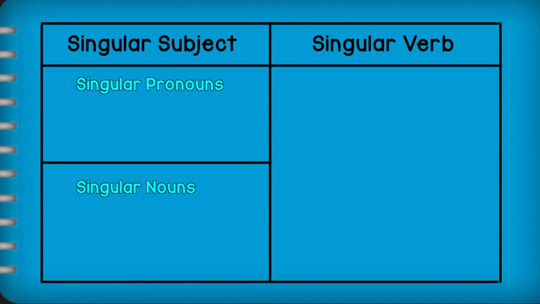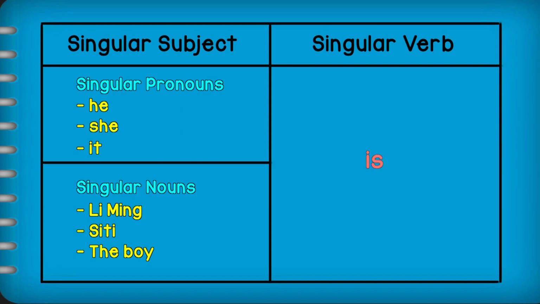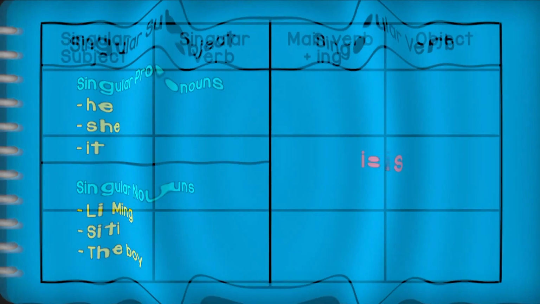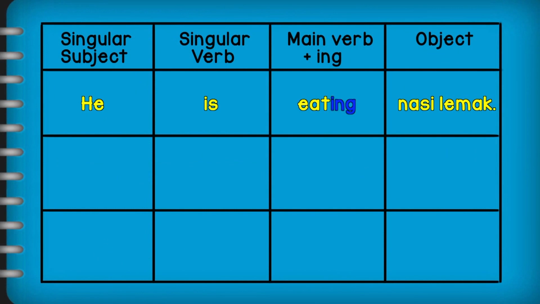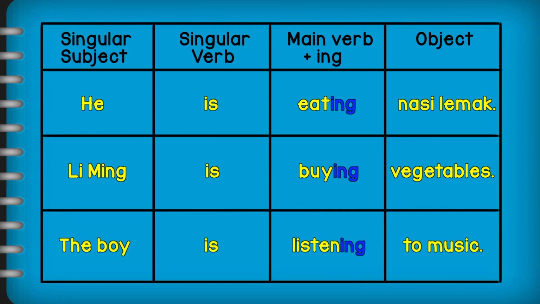For singular pronouns like he, she, or it, we can use the singular verb is to construct a present continuous sentence. We can also use the singular verb is for singular nouns like Li Ming, city, or the boy to write correct present continuous sentences. So when we write, our sentences will look like these examples. He is eating nasi lemak. Li Ming is buying vegetables. The boy is listening to music.